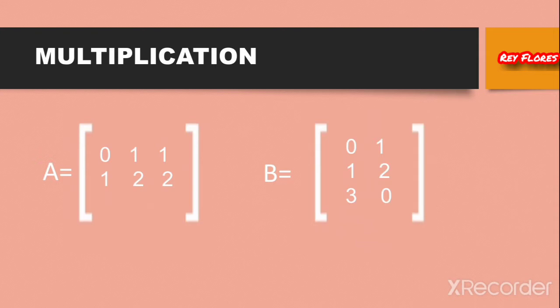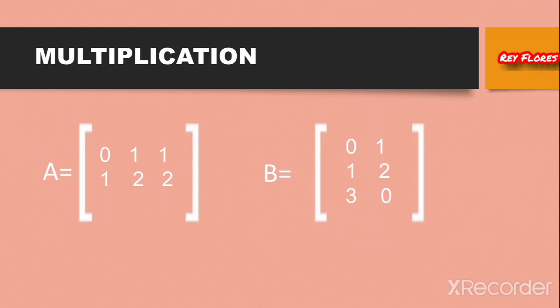In multiplication guys, there are things we should always remember and consider, and these are those. First, with this given matrix A and matrix B, the first matrix, A, has the elements 0, 1, 1, 1, 2, 2, and our second matrix, matrix B, has the elements 0, 1, 1, 2, and 3, 0.